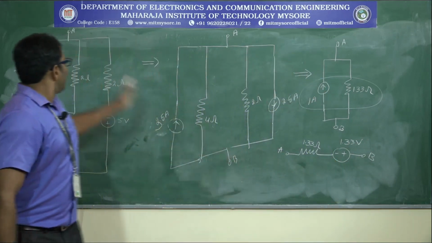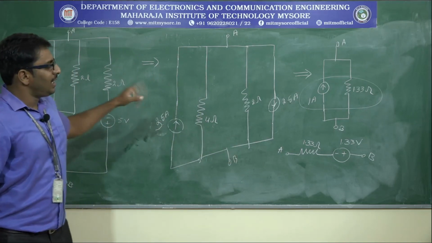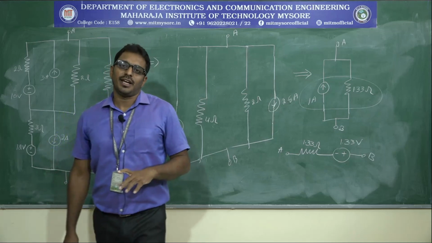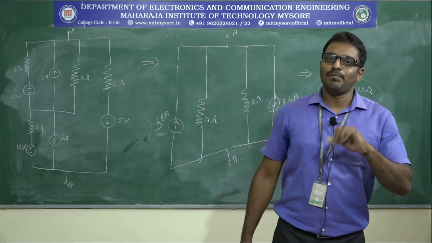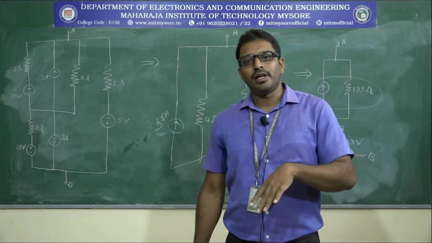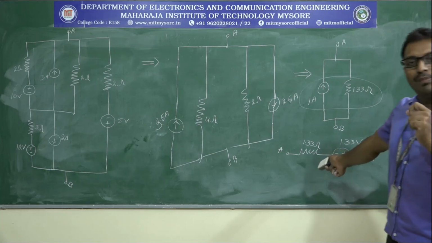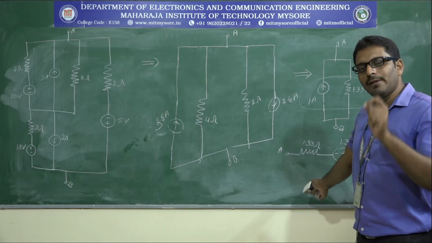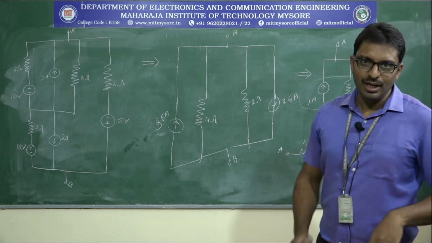So this is the given complex circuit. By applying the source transformation techniques, by converting a practical voltage source into a current source and a practical current source into a voltage source, we can replace it with its simplest form. Simplest form means what? A single voltage source in series with a single resistance. Thank you.